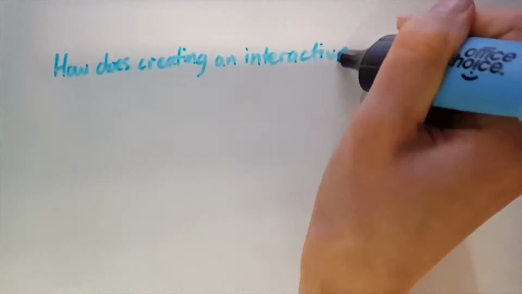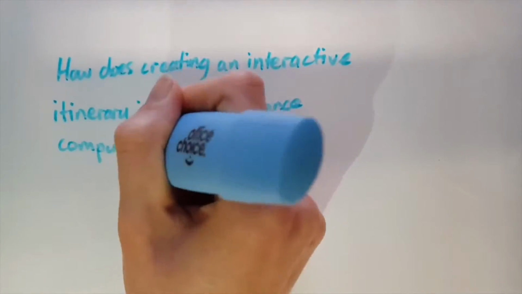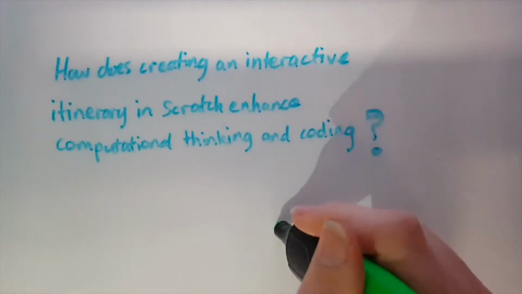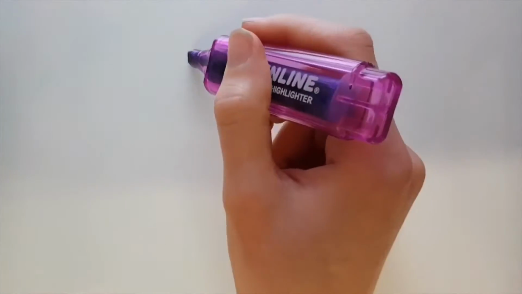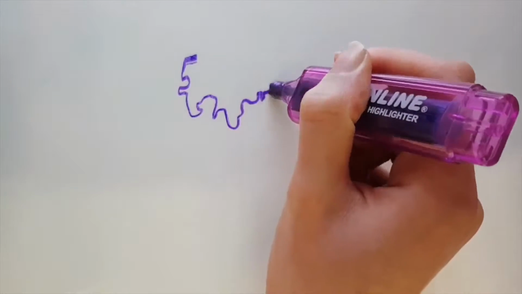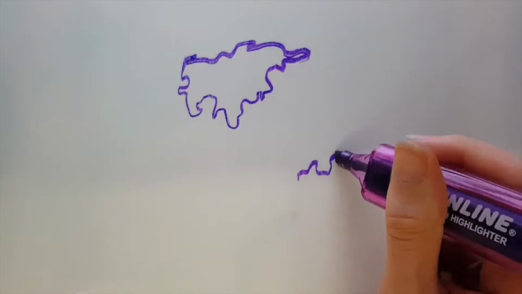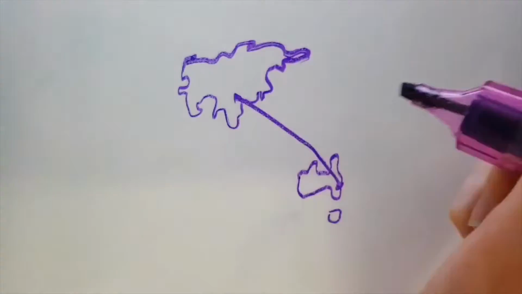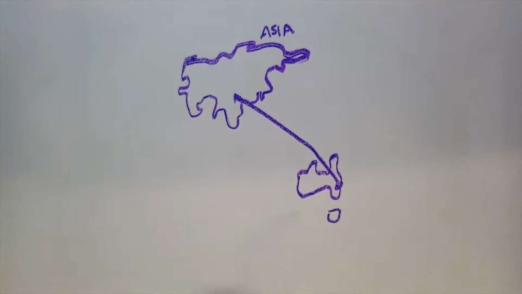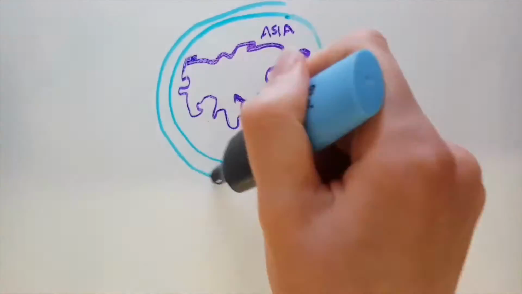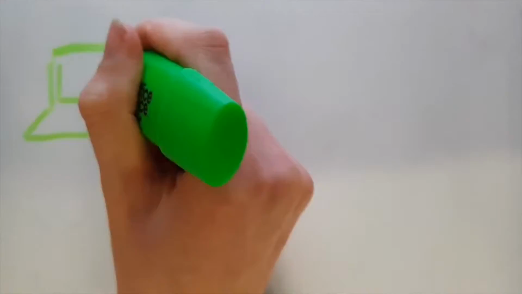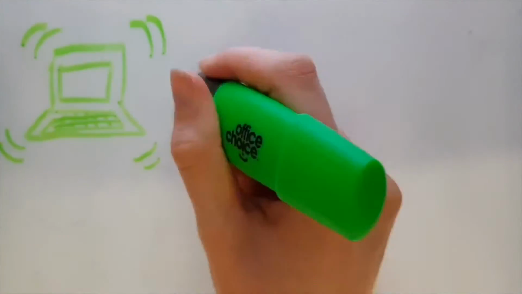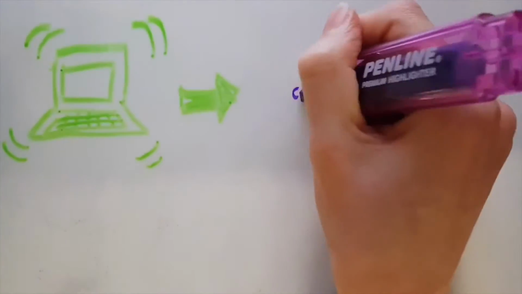How does creating an interactive itinerary in Scratch enhance computational thinking and coding? To answer this question, let's first look at the problem in more detail. Students must create an interactive itinerary that allows the viewer to make a choice about what activities to undertake in a selected Asian country. To solve this problem, students must formulate the problem so that it can be solved using the power of computers. To do so, computational thinking must be applied.